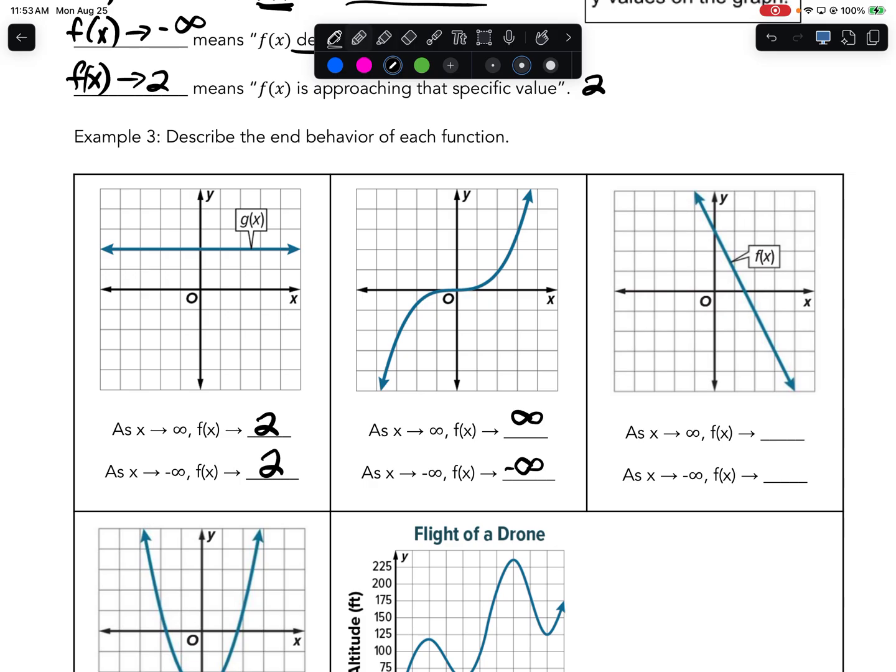So as x goes, I love drawing these little arrows. As x goes this way, y is going down forever, right? So as x goes to infinity, what's f of x doing? Negative or positive? Negative infinity, right? It's going down forever, the y values. As x goes to the right forever, y is going down forever. As x goes negative, what's y doing? Positive infinity. You can just put infinity. You don't have to write plus infinity. I don't care. You could write it if it helps you to understand. I'm not going to take points off.